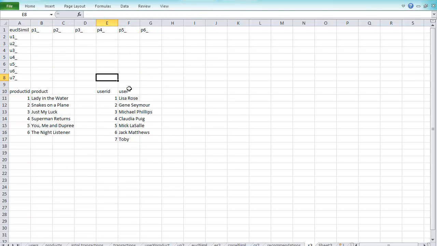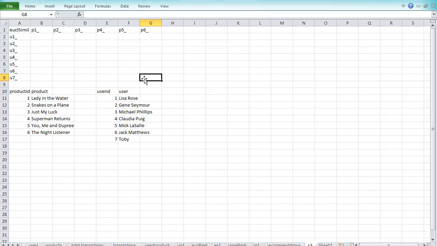And this is our final table. We have once again users times products, and every entry in this table is going to show us how highly we recommend such a movie to such a person. So for instance, user 7, product 6 is how highly we recommend The Night Listener to Toby. If you remember from the first slide, The Night Listener was the highest recommendation for Toby, given from the set of movies that he hadn't watched.